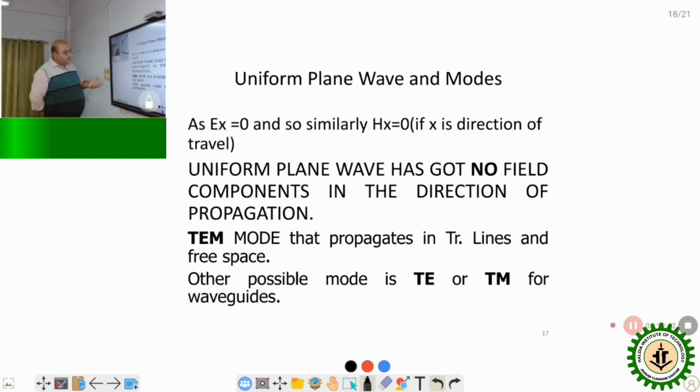So we come across certain mode terms like what is meant by TEM mode, transverse electromagnetic. Along the direction of travel, there will be no fields. TE, TM will not exist in transmission lines. They will mainly exist in waveguides. They are also one important part of guided communication, that is the transmission line and the waveguides.